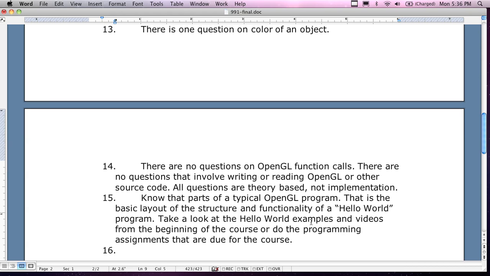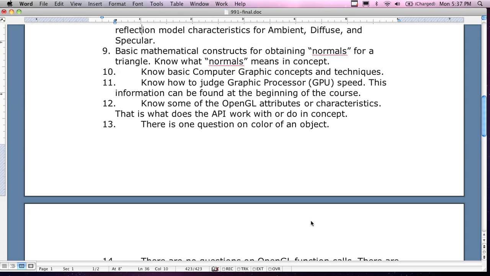Okay, so now we're on number 23. We only have 3 questions left. 23, 24, and 25. 23 is on clipping. And it's talking about, actually, you know what? I'm going to come back up to the clipping question up here. I'm going to add this to the clipping question.